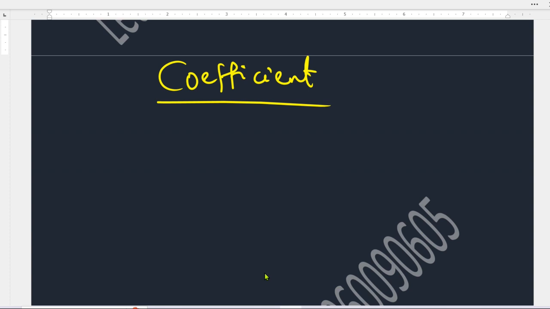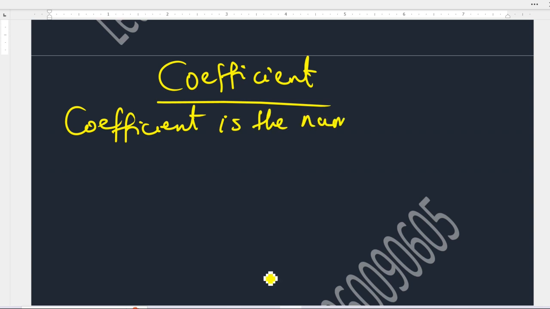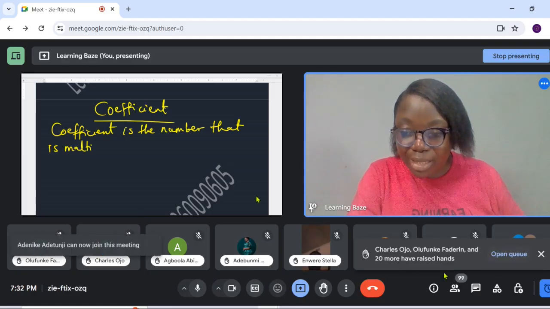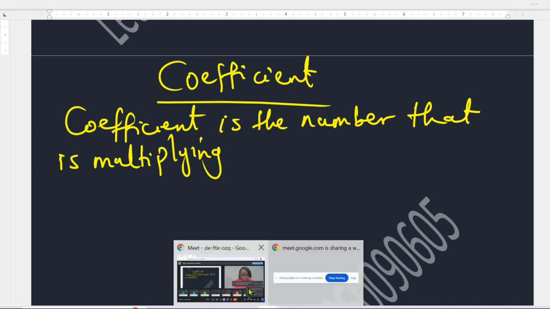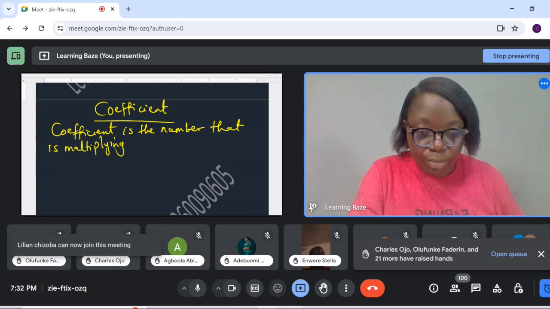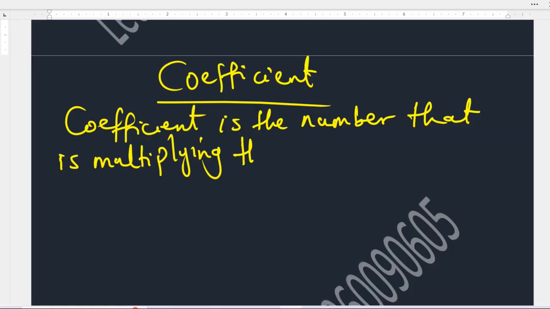So what do we know as coefficients? A coefficient is a number that is multiplying the unknown value. Coefficient is the number that is multiplying the unknown.